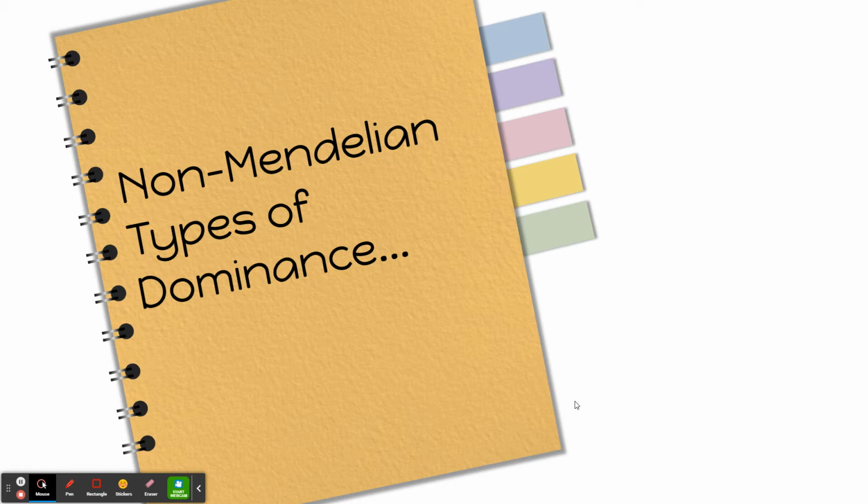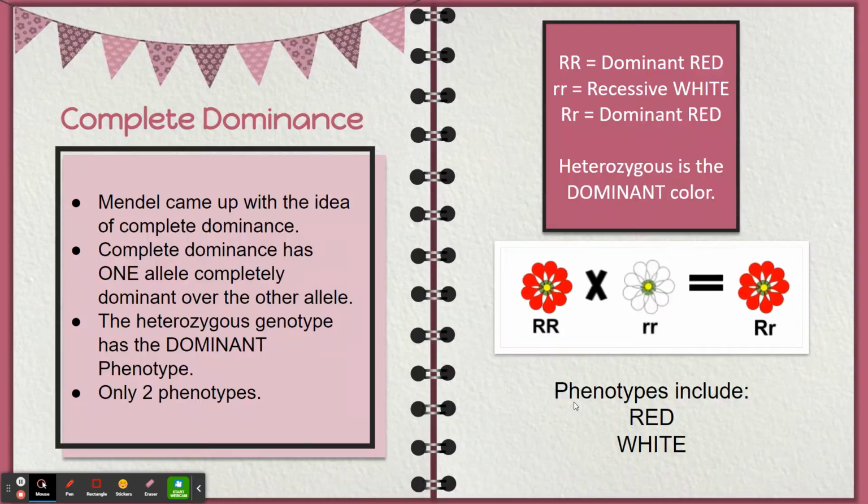Before we get into the non-Mendelian types, let's remind ourselves of what Mendel said. When Mendel studied his pea plants, he came up with his idea of complete dominance, in which one allele is completely dominant over the other allele. When he crossed the red with the white flower, he gets red because red is completely dominant over the other. So the two phenotypes were red, the dominant one, and white, the recessive. This is what we've been doing for the last few days.